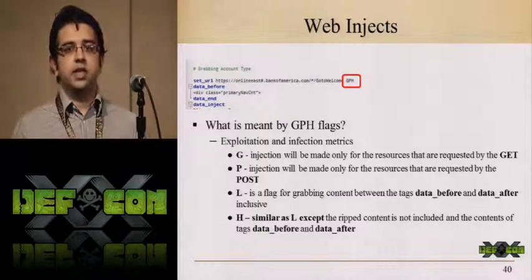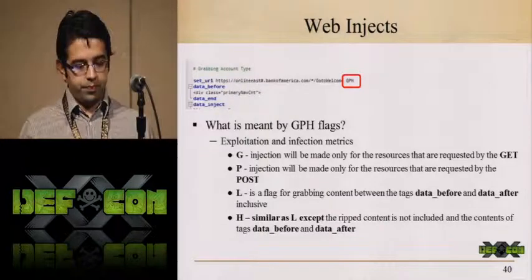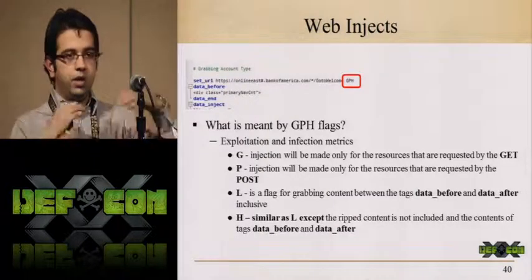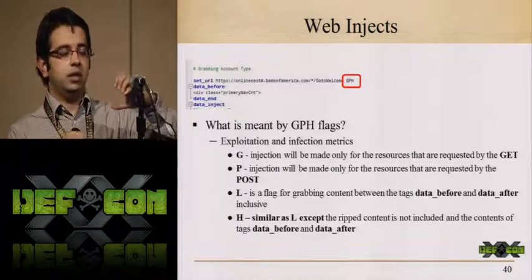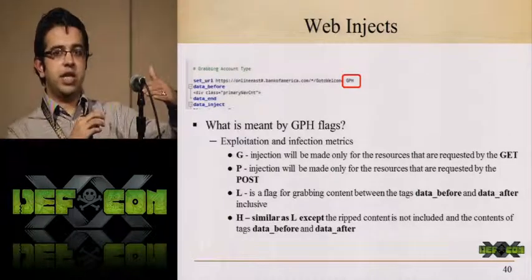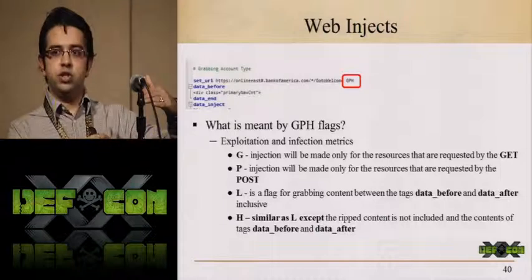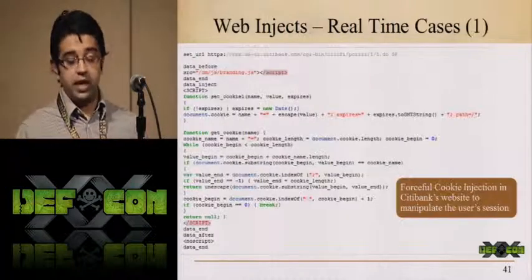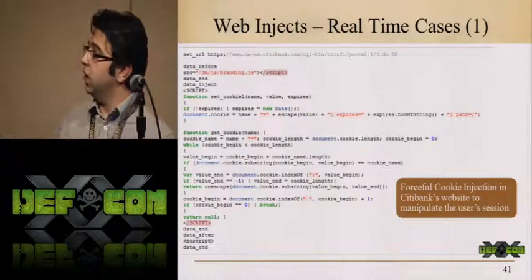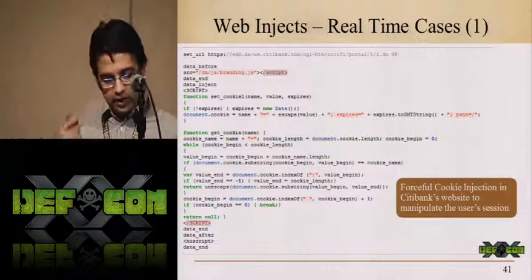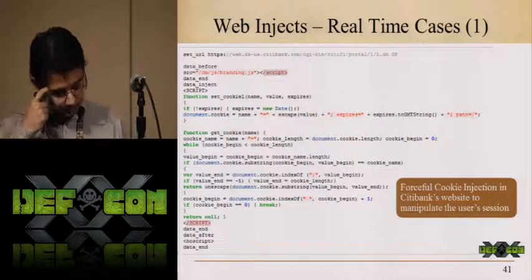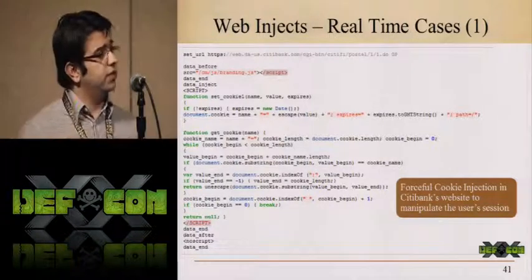But typically, it is against GET and POST requests. And then you will tell that in a particular web page, I want to inject this kind of data before this tag. And what kind of data I want to inject, and what kind of content has to go on after that. So this is a real-time web inject, and this attack was conducted against Citibank.